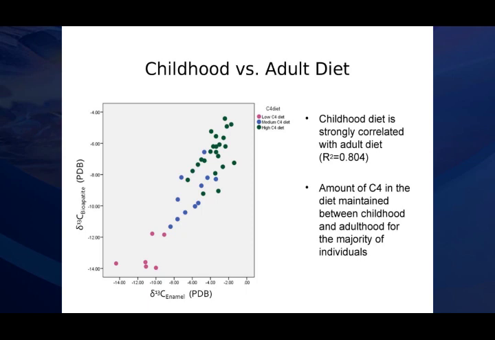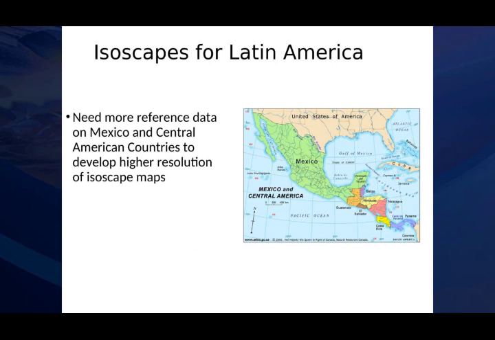So for example, the correlation between an individual's tooth enamel carbon isotope signature versus their adult bone signature is 0.804 for an R square value, which is a very strong correlation. And so the amount of C4 in the diet seems to be maintained between childhood and adulthood for the majority of the individuals that we have examined so far. Okay, so this suggests that individuals are eating the same kinds of foods as adults as they were as children in terms of their isotopic composition.